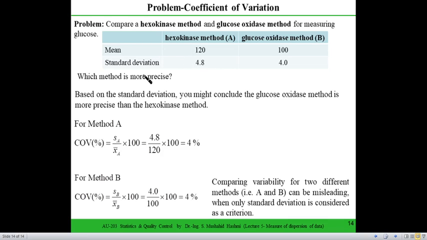This is why we have learned very important parameters of measures of central tendency and measures of dispersion. There is one more measure of dispersion, which is called quartiles and interquartiles. We will talk about that in the next lecture, but here we stop this lecture.